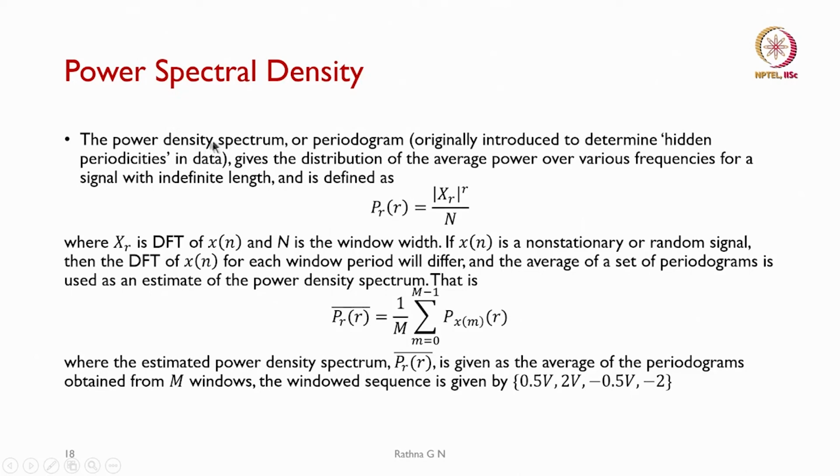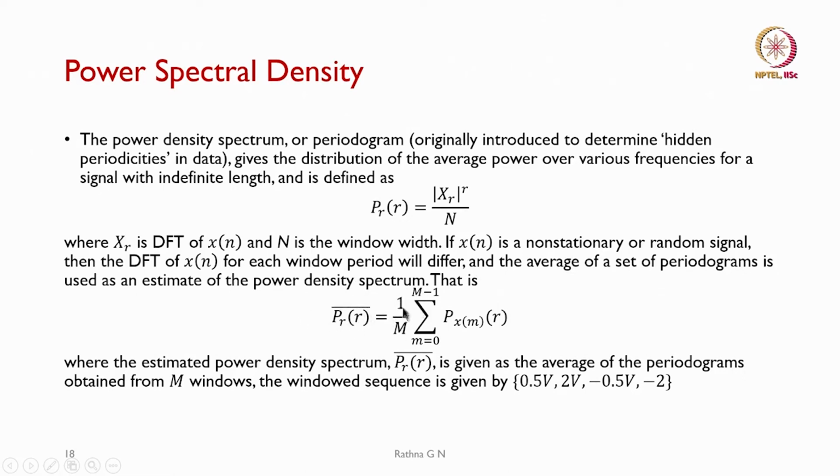So, we know that the power density spectrum, or periodogram as we call it, was originally introduced to determine hidden periodicities in data. It gives the distribution of average power at various frequencies for a signal with indefinite length and is defined as P_xx(k) is given by the magnitude of X(k) squared divided by N. So, we know that X(k) is our DFT of x(n) and N is the window width. If x(n) is a non-stationary random signal, then the DFT of x(n) will differ for each window period, and the average of a set of periodograms is used as an estimate of the power density spectrum, which is given by P_xx(k).